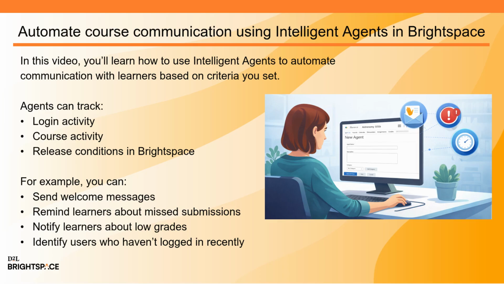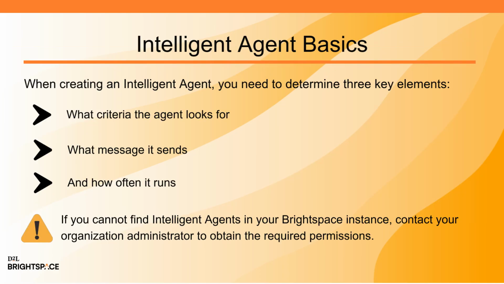For example, you can send welcome messages, remind learners about missed submissions, notify learners about low grades, identify users who haven't logged in recently. When creating an intelligent agent, you need to determine 3 key elements: what criteria the agent looks for, what message it sends, and how often it runs. If you cannot find intelligent agents in your Brightspace instance, contact your organization administrator to obtain the required permissions.